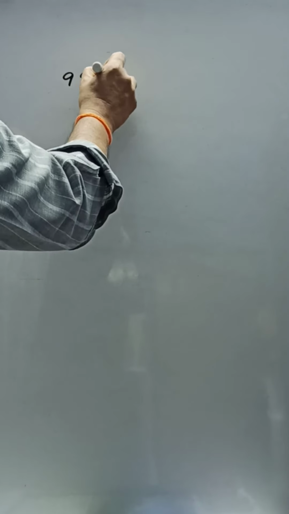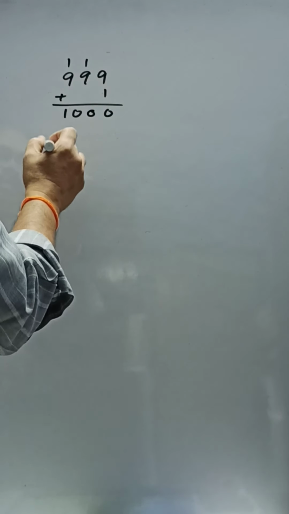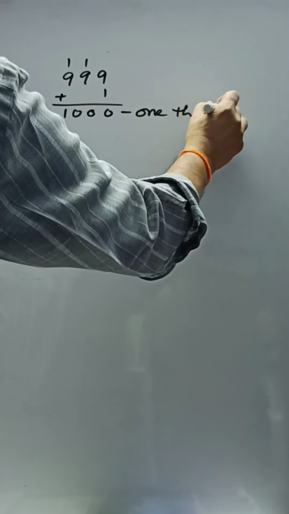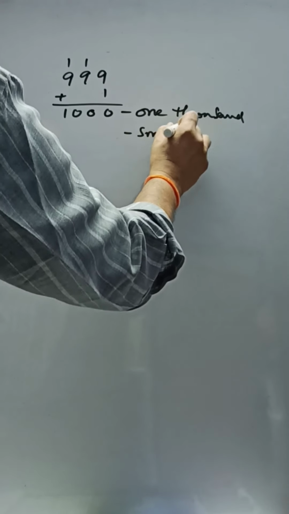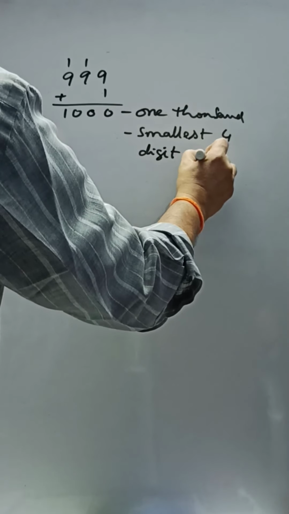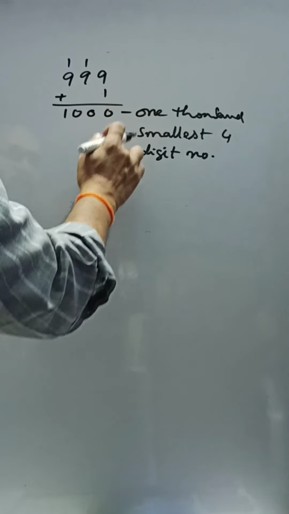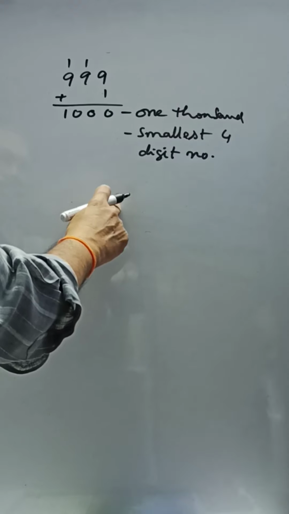The biggest 3-digit number is 999, and adding 1 to that, 9 plus 1 is equal to 10, and we get 1000. This is read as 1000. 1000 is the smallest 4-digit number. By adding 1 to this, we will arrive at 1001, 1002, 1003, etc.